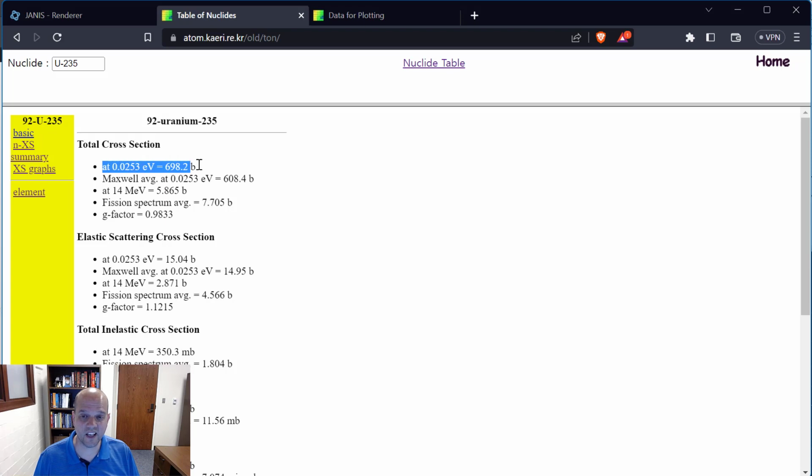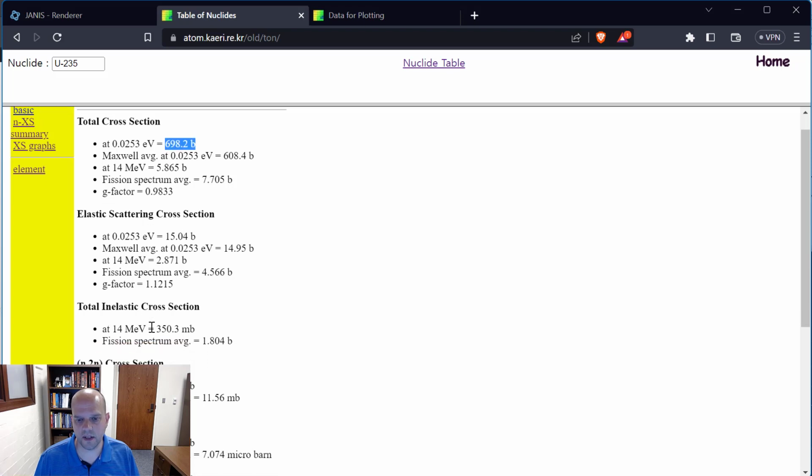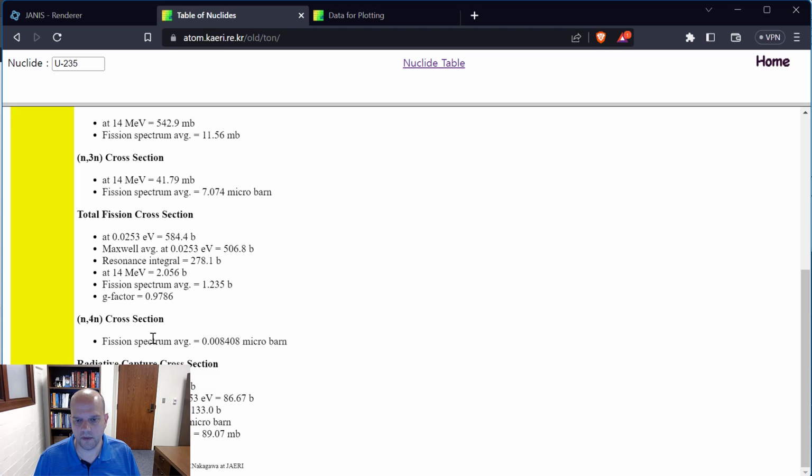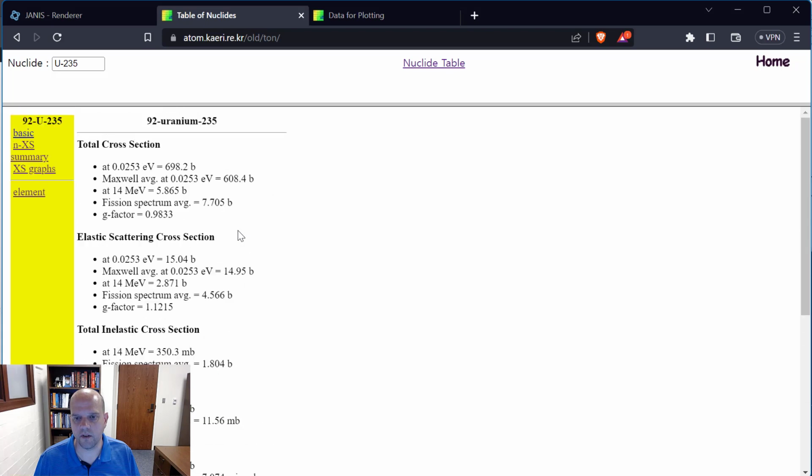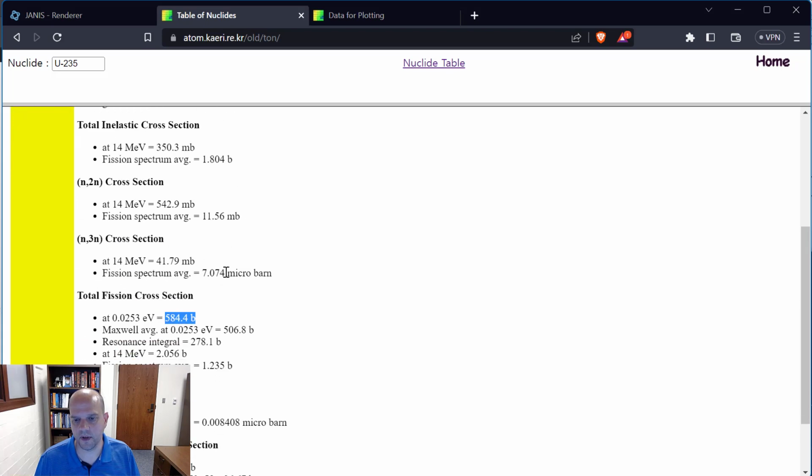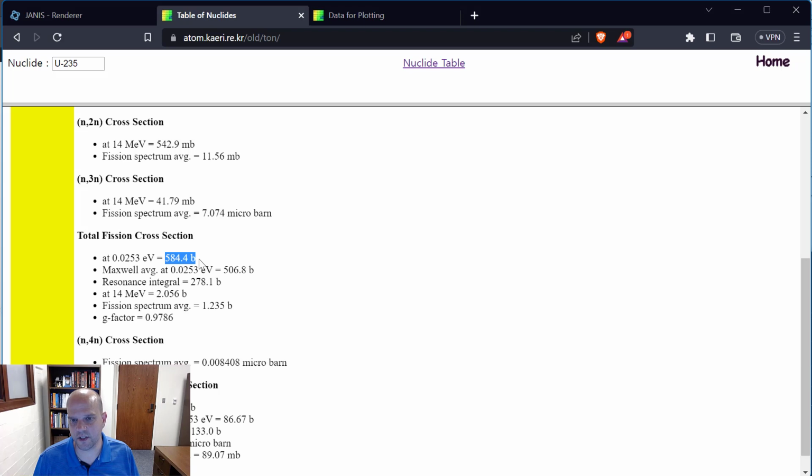Now, if I'm using anything other than 0.0253 eV or 14 MeV, this is of no use to me. But I can still always go to the data there, the table. So I'm going to use these data points. I'm going to use 698.2 for my total cross-section, and then I come down here to my fission cross-section, which is right here, 584.4. And so of my total cross-section, 698.2, most of it is due to the fission, and that's why we use U-235, right?